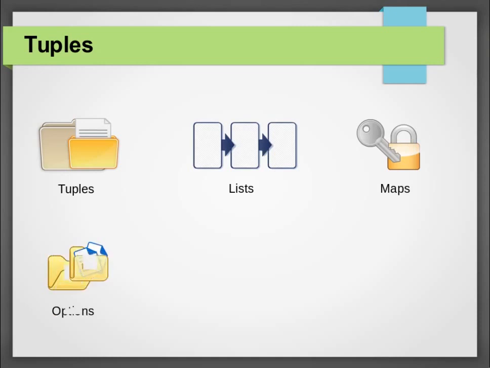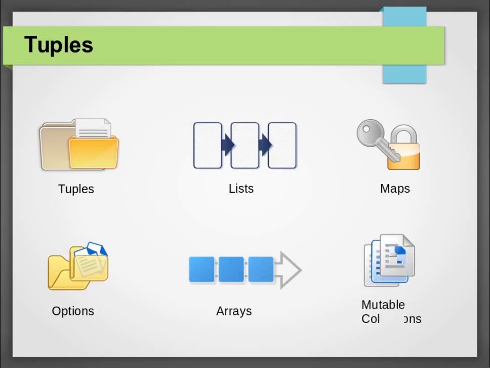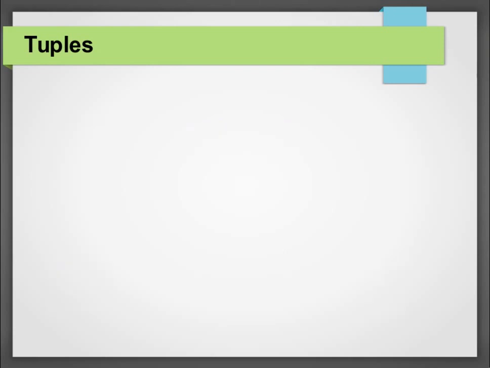Options. Options is a container that may have 0 or 1 value of a given type. Arrays, which is again a collection of elements. And then we have mutable collections. These are the collections that can be modified while in use. Let us see tuples in more detail.